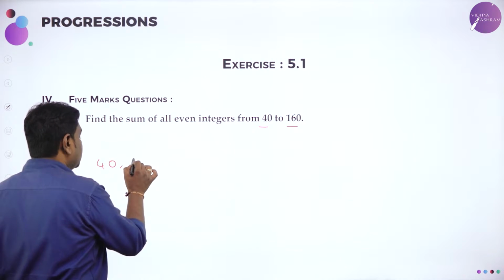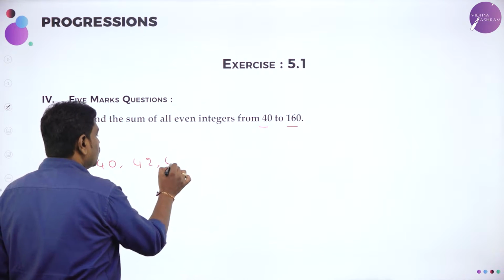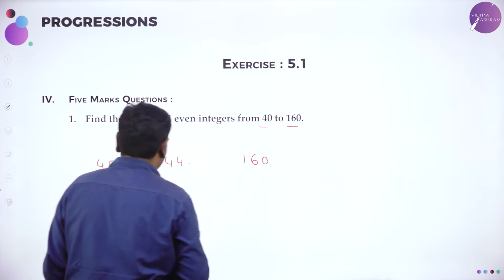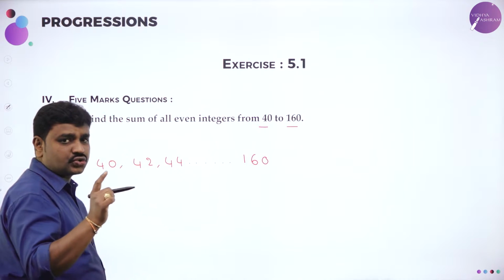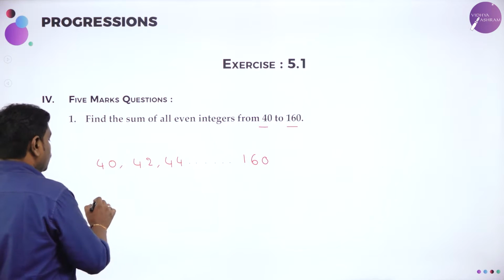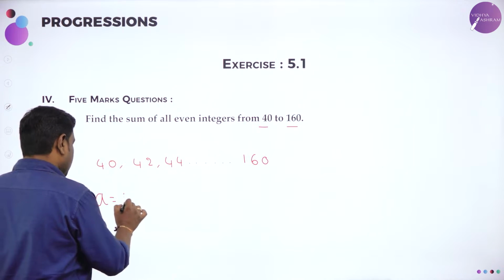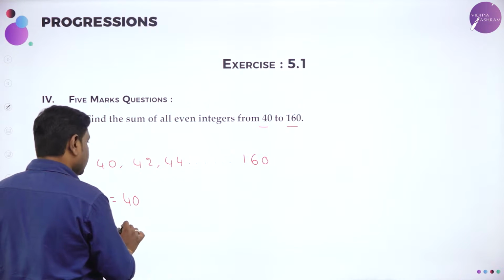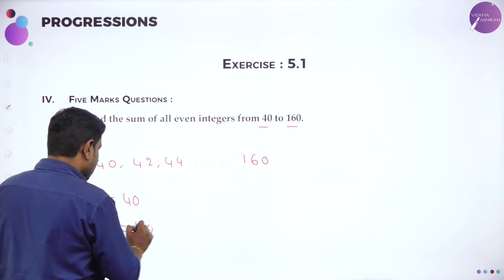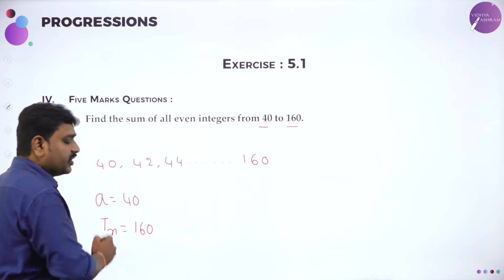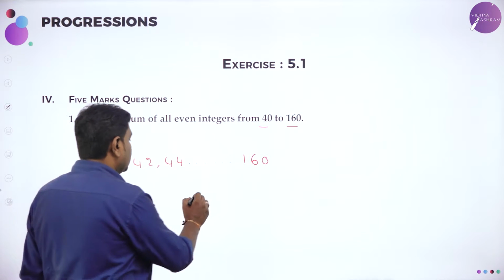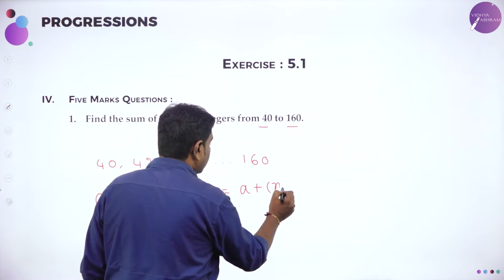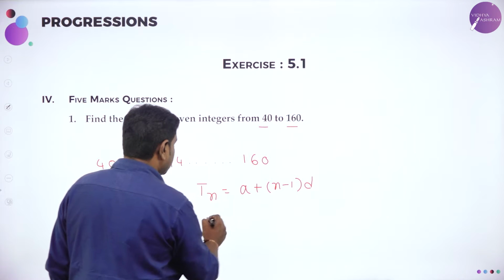So 40, even numbers means 42, 44, and so on till what? 160. So now first your task is to find the number of terms. So now a is the first term, 40, and the nth term Tn we have is 160. From this you get the value of n. All of you know Tn. What is Tn? a plus (n minus 1) into d. So the nth term is 160.